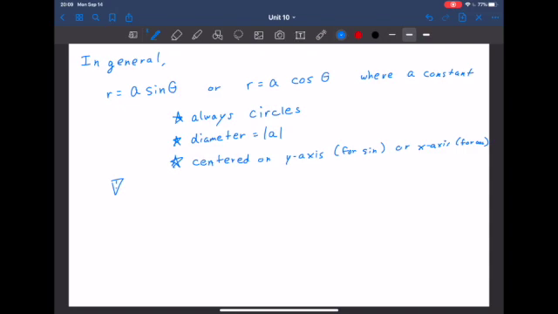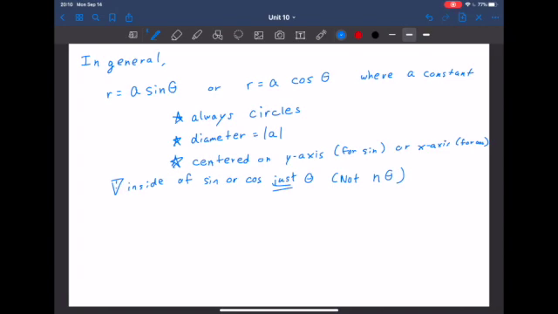Warning, the inside of sine or cosine is just theta. Not 2 theta, not 3 theta. That's where we're going to see some other weird stuff happening. Okay?